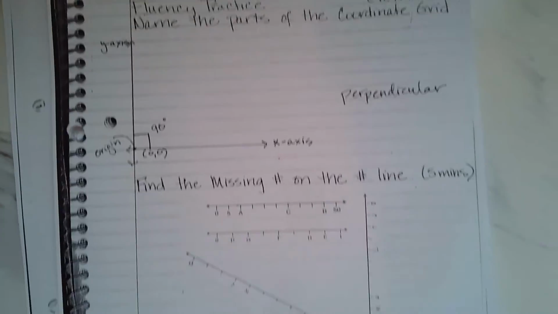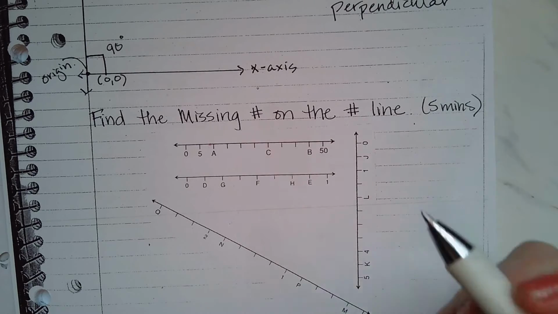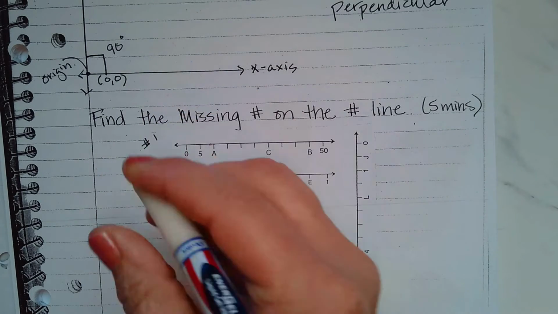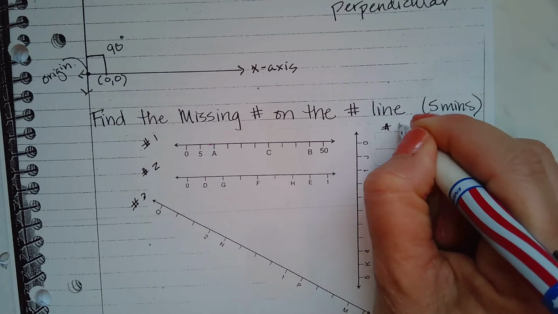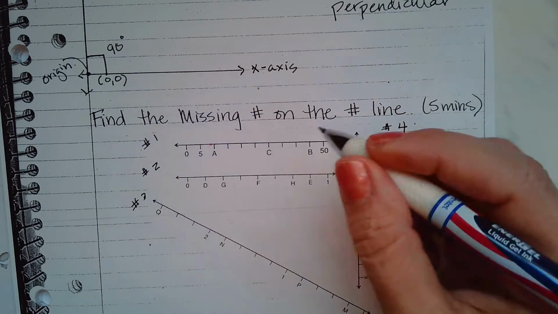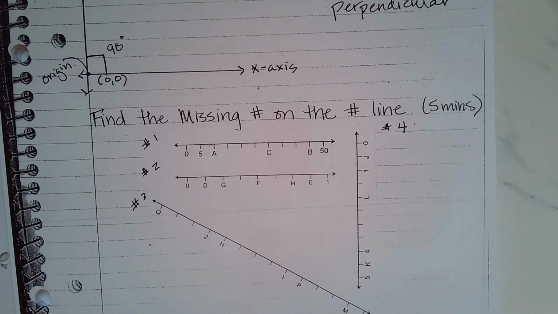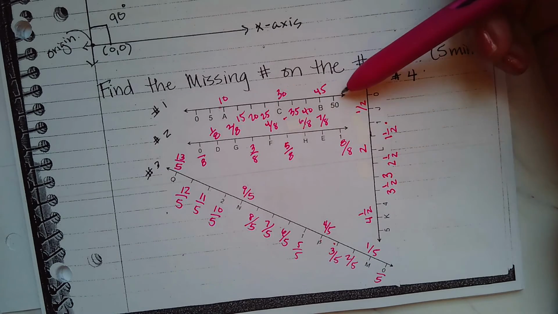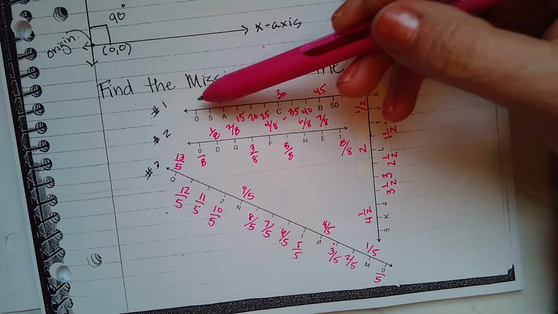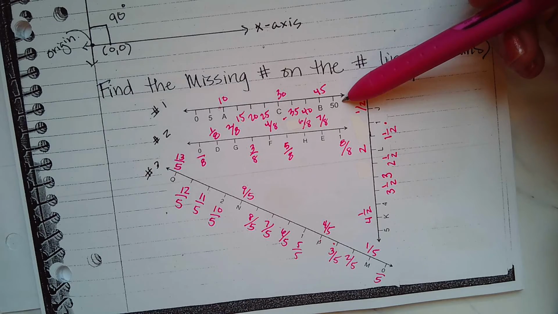Now, the next part of our fluency is to find the missing number on the number line. So, line number 1, line number 2, line number 3, line number 4. I want you to go through and label these number lines with the numbers that are missing. Come back and check your work. All right. So the rule here is we're counting by fives. 5, 10, 15, 20, 25, 30, 35, 40, 45, 50. Count by fives is the rule.